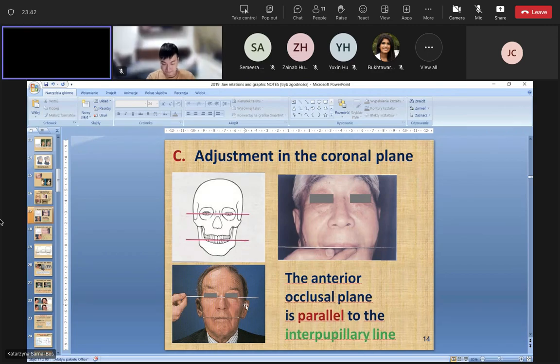Of course, how do we adjust the upper rim? We put the upper wax record block into the patient's mouth, and then we check the parallelism between these two lines. How to do it? We can use a ruler, a mirror, an explorer, or something which can show us the parallelism between these two lines.